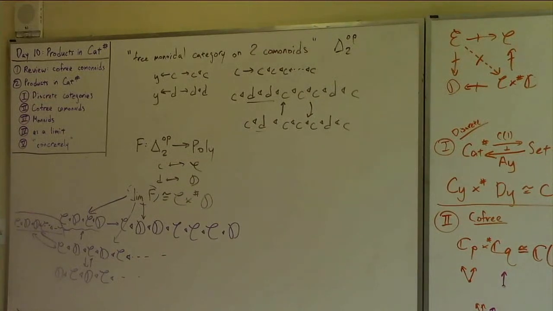We missed the entire thing from F and delta arrow poly onward. Okay. I think that's okay.